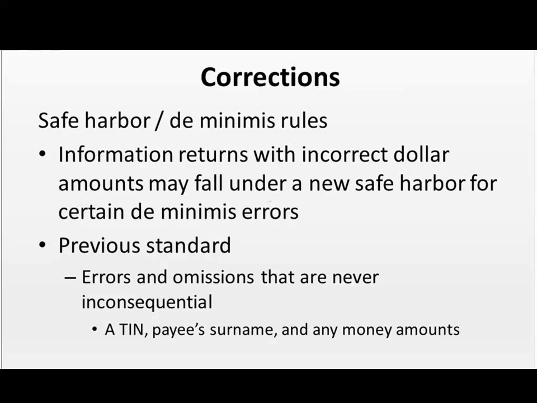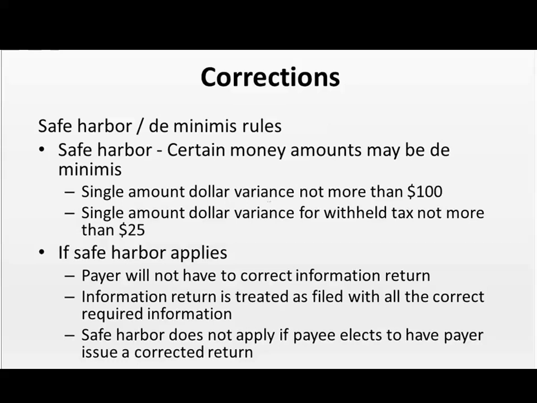The previous standard, of course, was that a dollar amount, as well as a payee TIN, or a surname, or anybody's taxpayer identification number on the form, was never inconsequential and had to be corrected. Now we have this de minimis rule. That other rule still stays in place, but you have a safe harbor here. If any single dollar amount has a variance of not more than $100, and any dollar variance for withheld tax is not more than $25, the safe harbor rule applies.